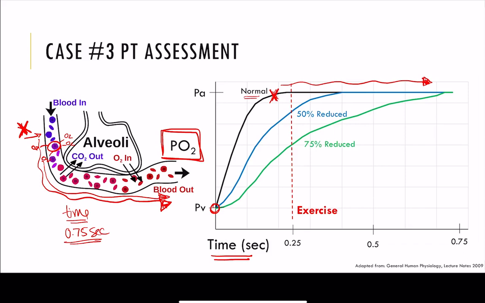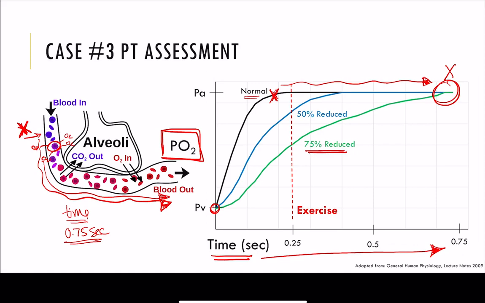At rest, if you have a diffusion limitation, even if the rate of diffusion is reduced by 75% and you need extra time for diffusion, you have it built into the system. Because of the amount of time that it floats by, you have all this extra time, so at low diffusion rates you can still fully oxygenate the hemoglobin by the end.